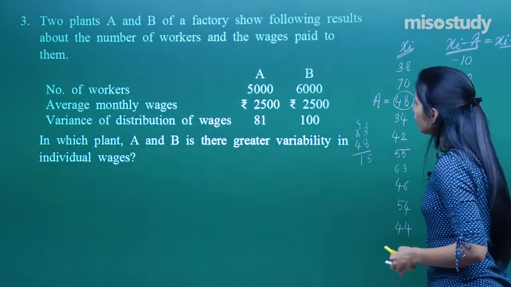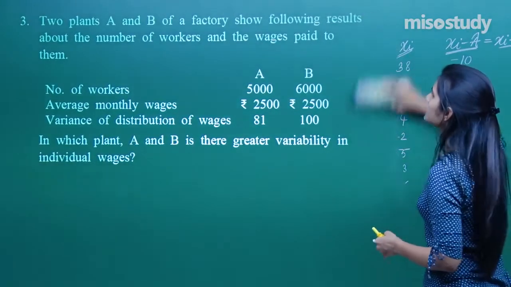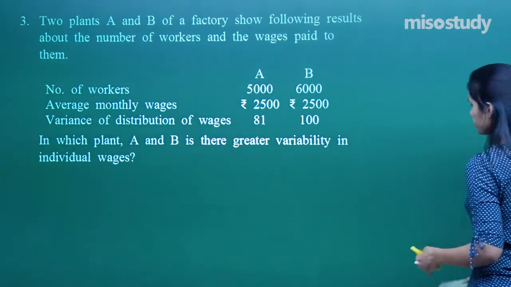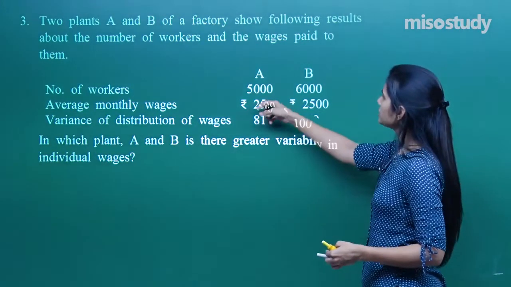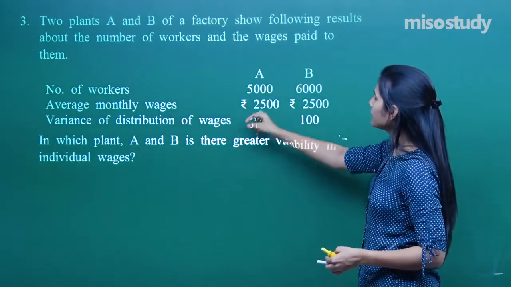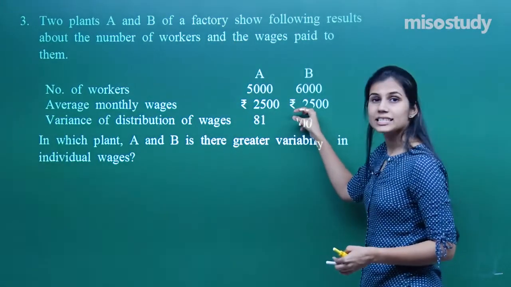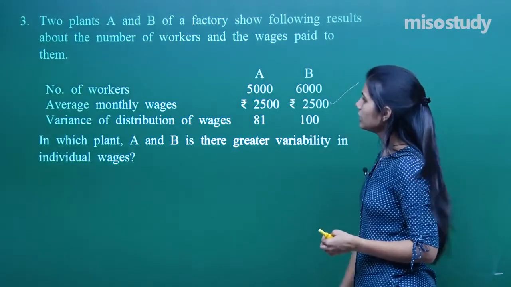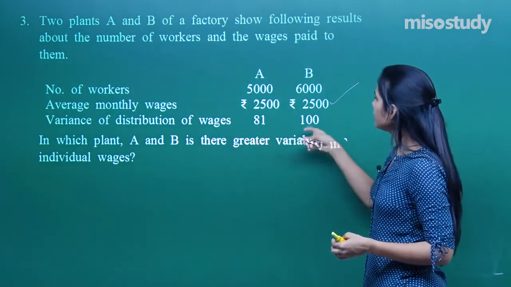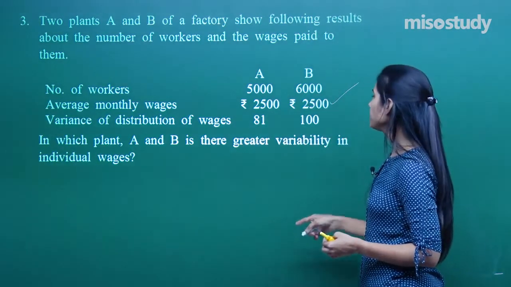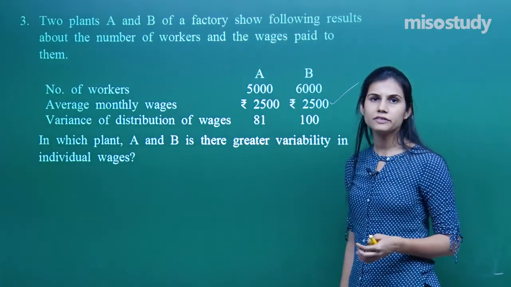Two plants A and B of a factory show the following results about the number of workers and the wages paid to them. Number of workers 5,000, 6,000 in plant A and plant B. Average monthly wages in plant A and plant B is exactly the same. Average is the same. Variance is given as 81 and 100 in plant A and plant B respectively. In which plant, A or B, is there greater variability in the individual wages?